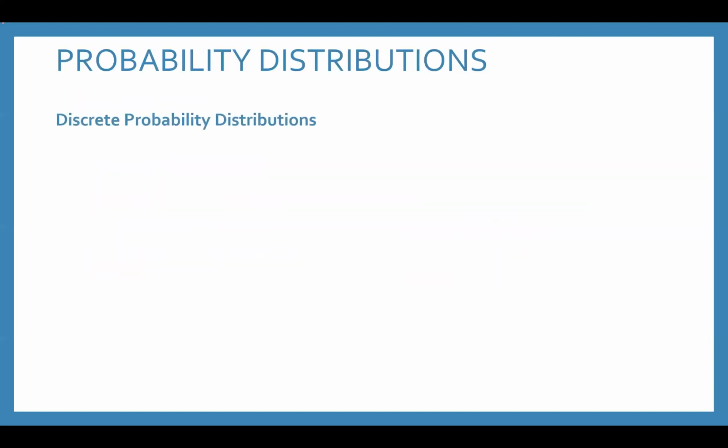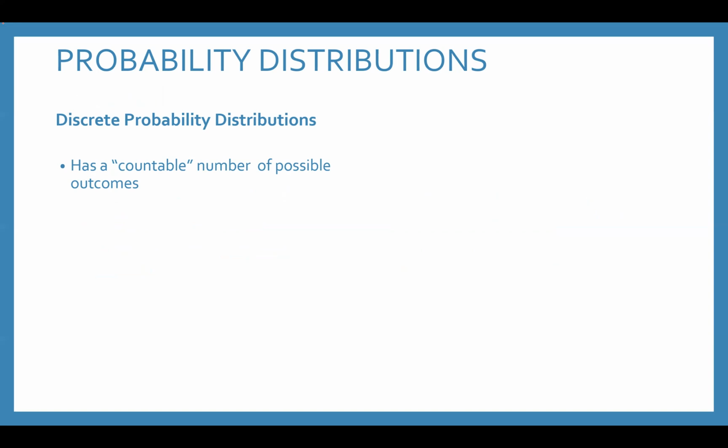There are two types of probability distributions, and normally in this course we would look at both types. But because this is an 8-week course, I have elected to omit the discussion of the discrete probability distribution and focus our attention on the continuous probability distributions.